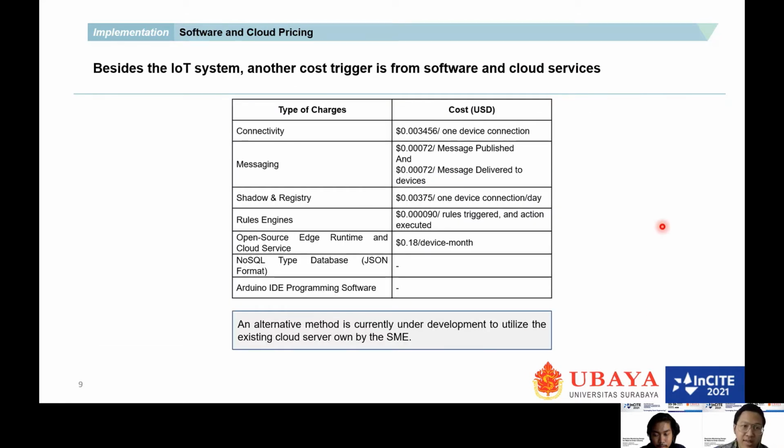Besides the IoT system, another cost trigger is software and cloud services. To support the data integration process with the cloud, software and cloud services are needed. The table shows the specific software and cloud pricing scheme. In this research, an alternative method is currently under development to utilize the existing cloud server owned by the SME.